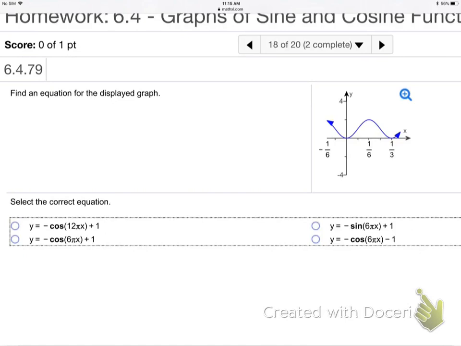All right, try that one. Is that 1/3? Yes. It's not shifted. That one's a little tricky, so be careful. 2 pi over b is 1/3, so b equals 6 pi. There's only one that it could be. Oh, this is a +1.